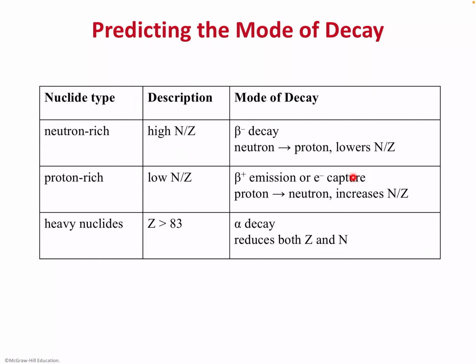Because in this process, a proton becomes a neutron and it increases the N over Z ratio. If you have a heavy nuclide, meaning atomic number greater than 83, that would undergo alpha decay. That reduces both the atomic number, which is the number of protons, and the neutrons, because an alpha particle is 4, 2. 4 is the mass, 2 is the charge.